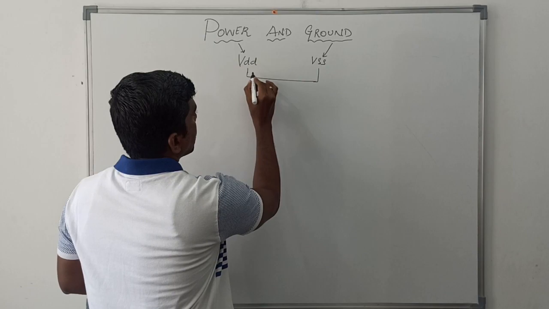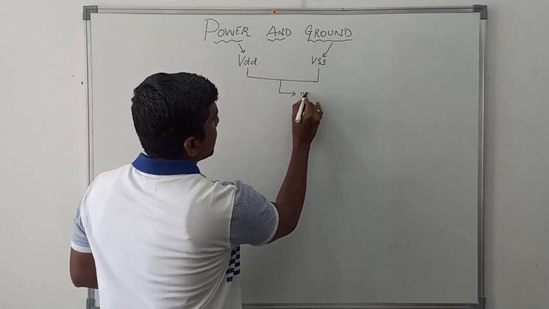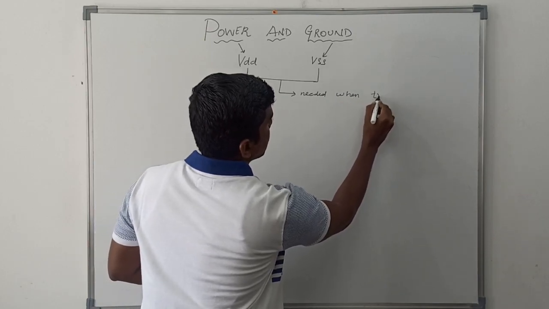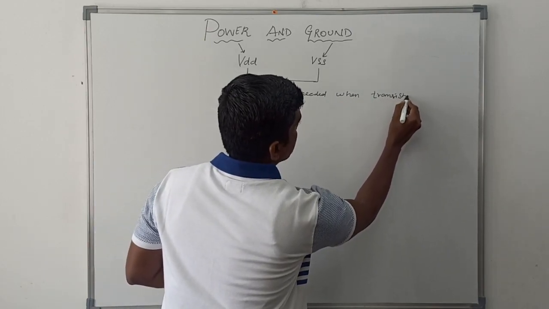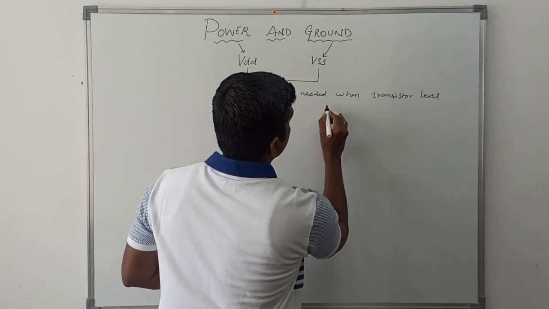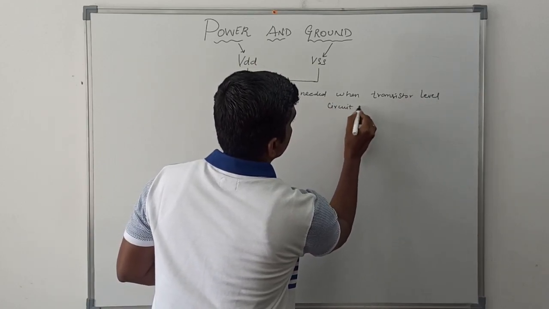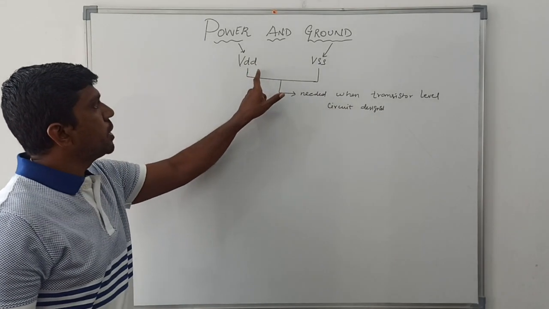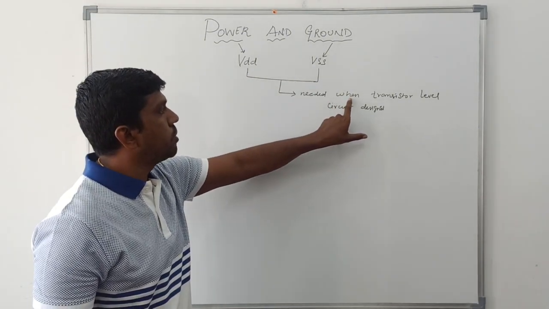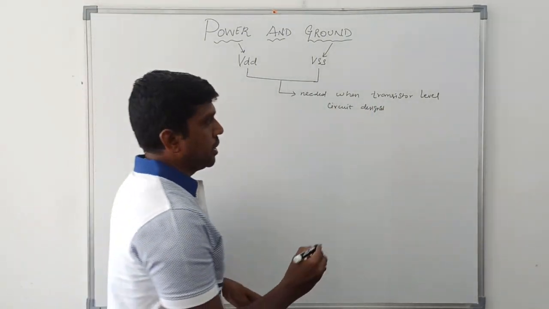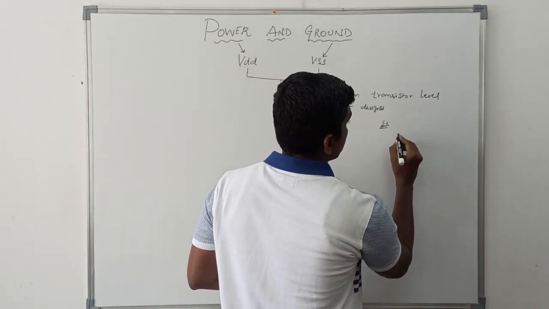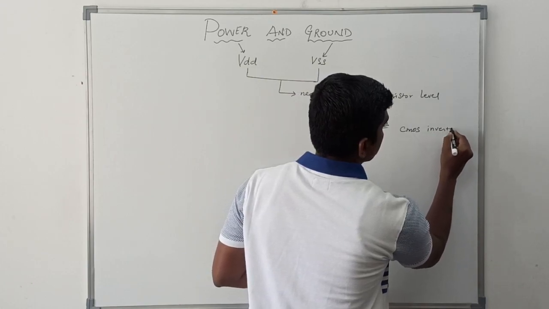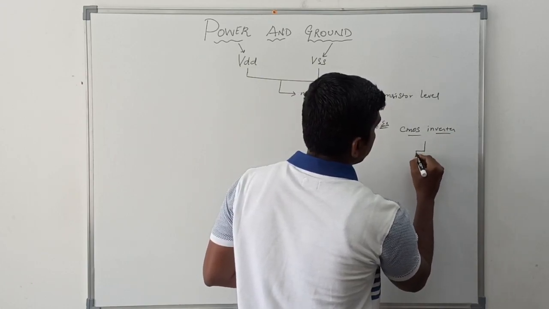These sources of power and ground are needed when a transistor level circuit is designed. So the sources of VDD and VSS are needed when a transistor level circuit is designed. For example, I designed one CMOS inverter. So it's a transistor level design.